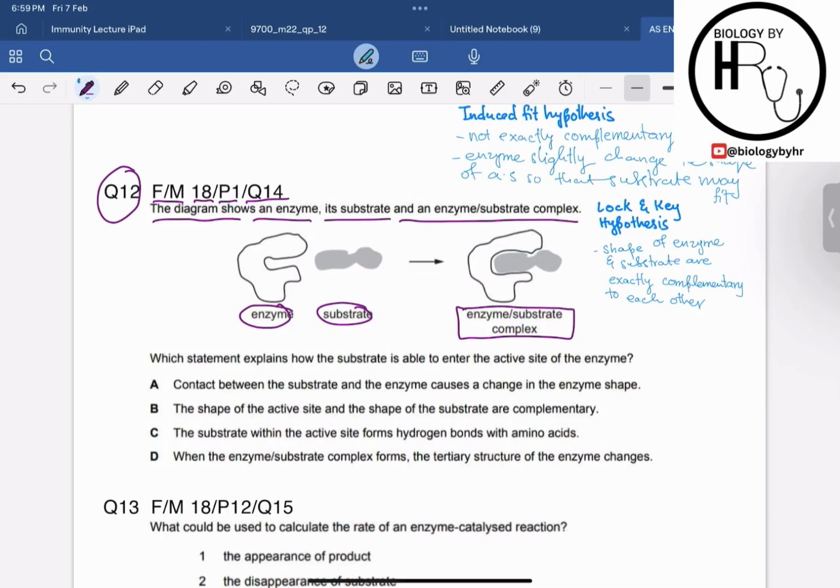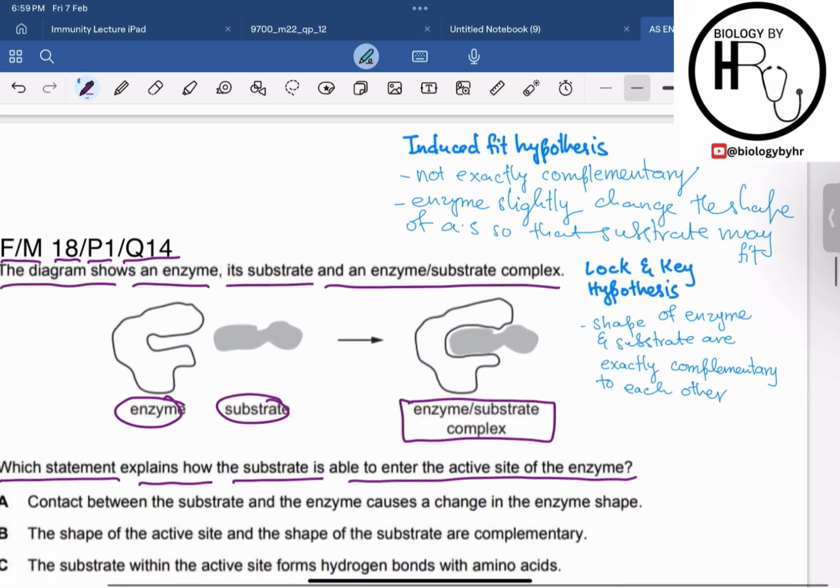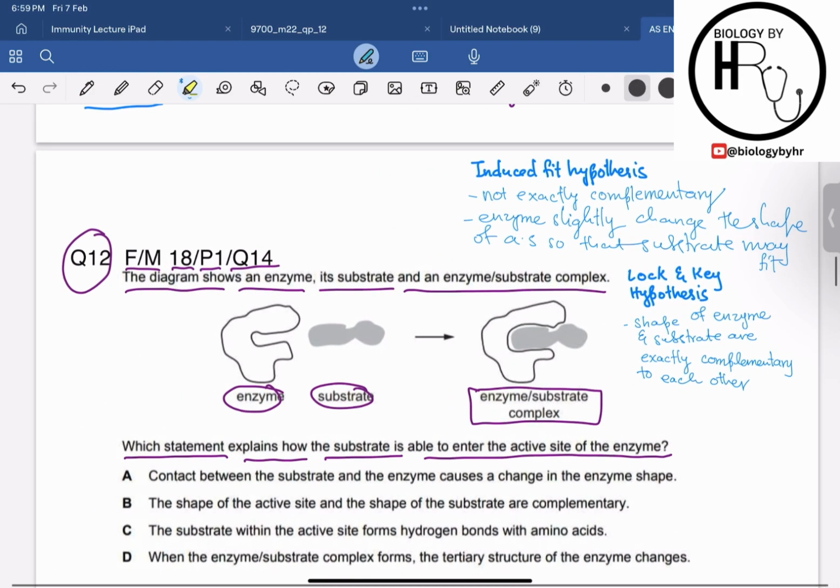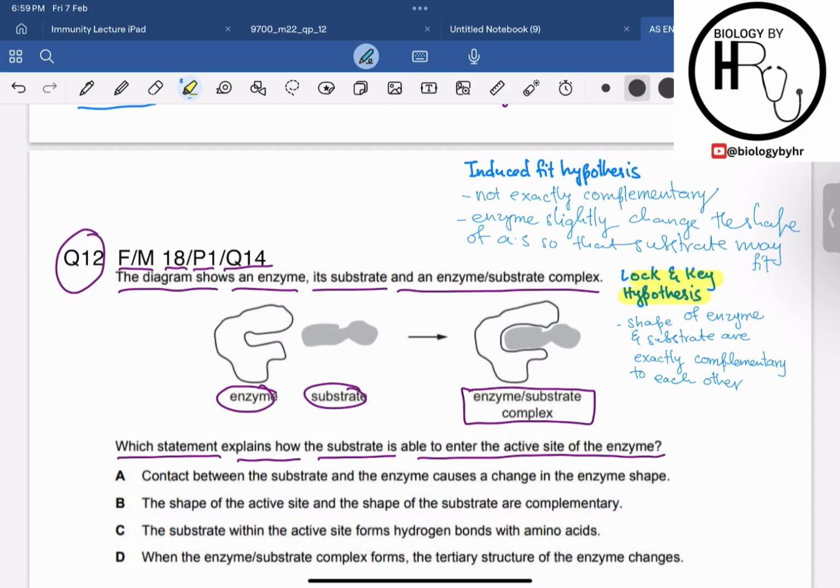Then in the question it says, which statement explains how the substrate is able to enter the active site of the enzyme? We have two hypotheses over here which we discussed in our syllabus as well. The lock and key hypothesis, which states that the shape of the enzyme and the substrate are exactly complementary to each other, right? The enzyme acts as a lock and the substrate acts as a key. But there comes another hypothesis which is the induced fit hypothesis.